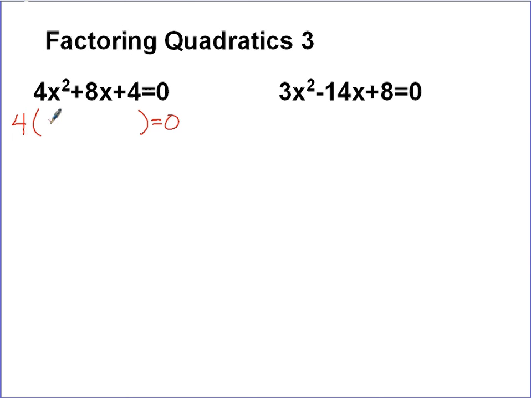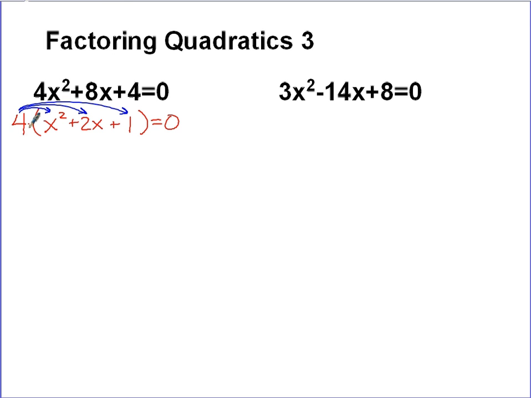Now to figure out what goes on the inside, I'm thinking, what would I multiply 4 by for each of these terms so that I would get this equation up on the top. So 4 times, I can see x squared would get me 4x squared. 4 times 2x would get me 8x, and 4 times 1 would get me 4. And so now I've factored that out.